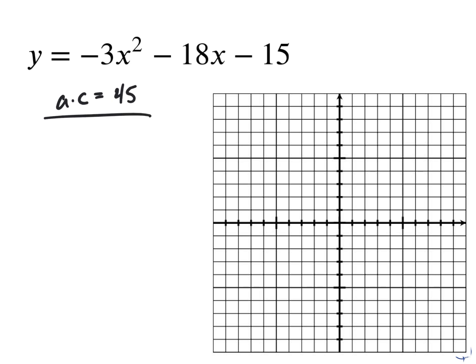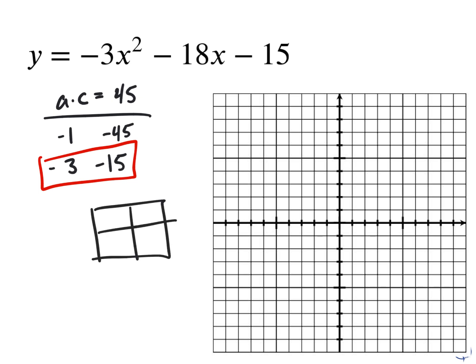So A times C is 45: 1 and 45, 3 and 15, or the negative versions, right? And so pretty quickly I can see that I need to work with negative 3 and negative 15. So this factoring is actually going to go really quick. Negative 3x squared, negative 3x, negative 15x, and 45. Or sorry, negative 15. Well, I'm thinking negative 15, I'm thinking 1, negative 3x, and x. So this can be rewritten as x plus 1 times 3x minus 15.